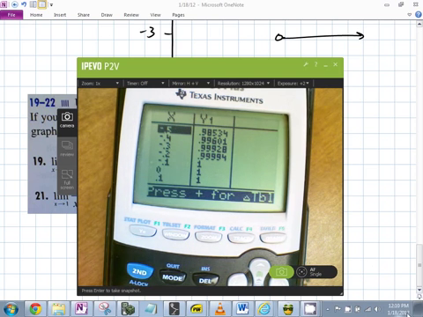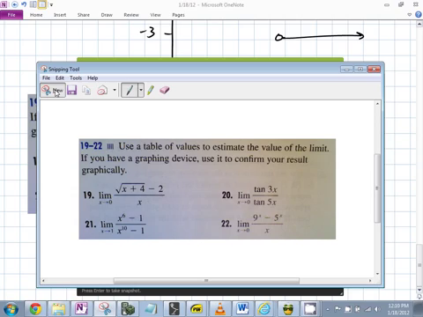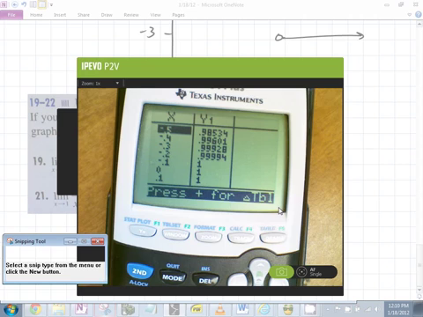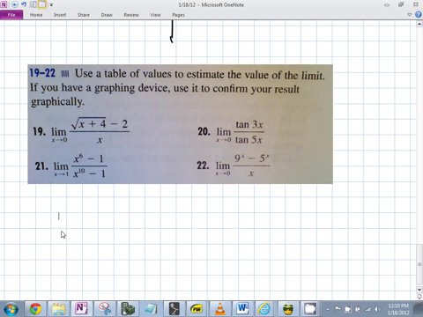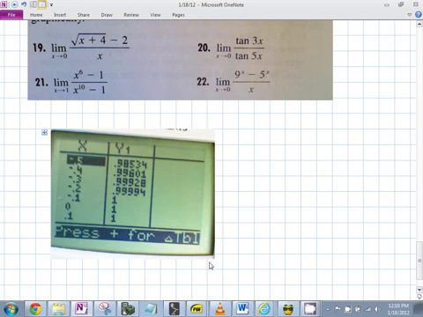21 is asking, use a table of values to estimate the limit. If you have a graphing device, use it to confirm your result graphically. So you created a table, and what does the table tell you? As you get closer and closer to 0, what does the function go to? Oh, but it's not actually going to 0. What's it supposed to go to? I'm sorry, one. You're right. It's supposed to go to 1. I'm sorry, that's to 0.